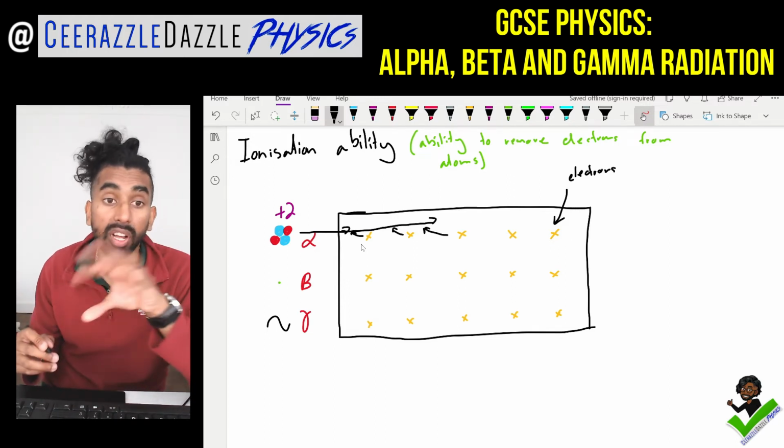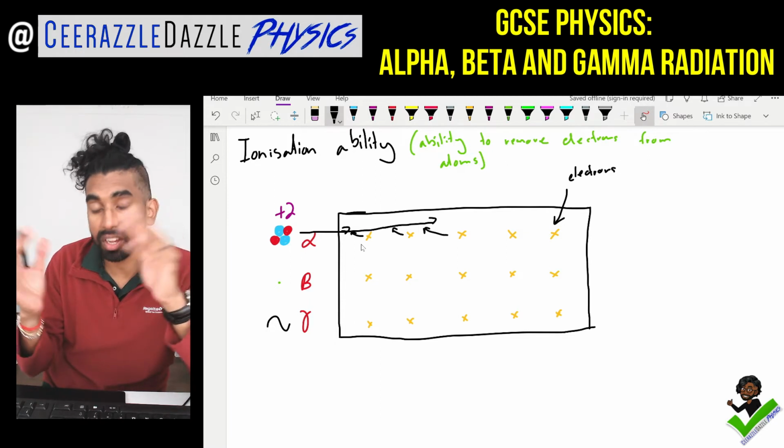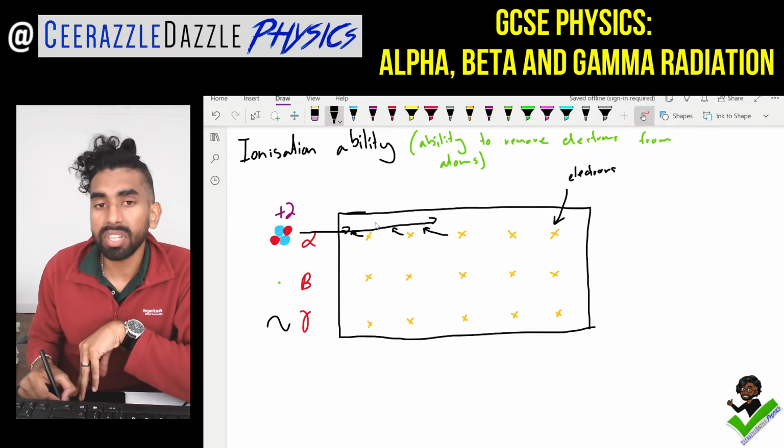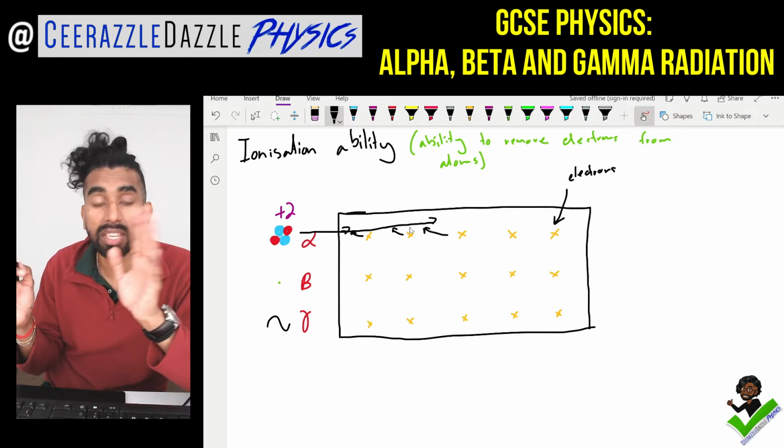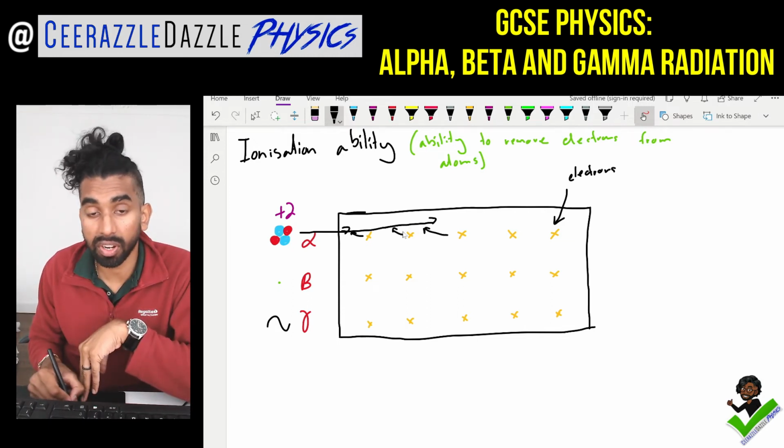Why? It's got such a large charge and size, it can ionize quite a lot. Notice it doesn't move that far because every time it ionizes, it loses energy. So it's losing energy right now. That's the reason why it doesn't go that far.